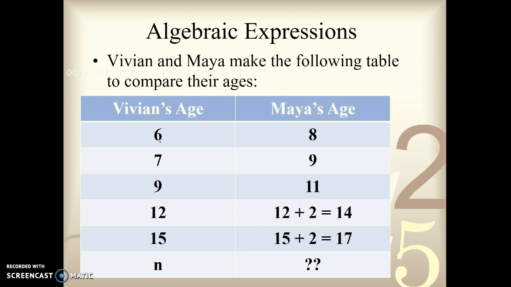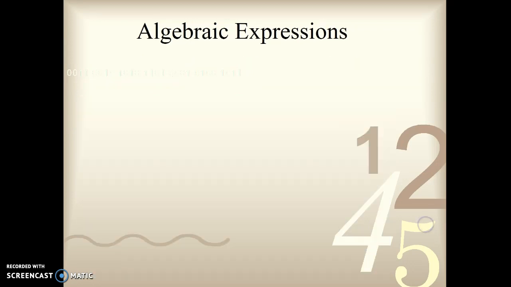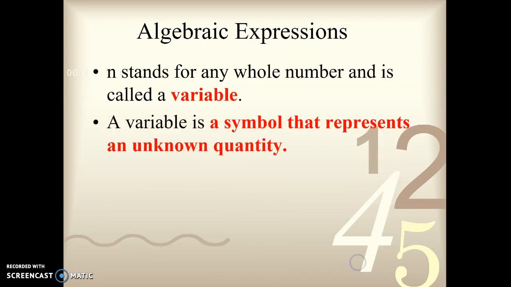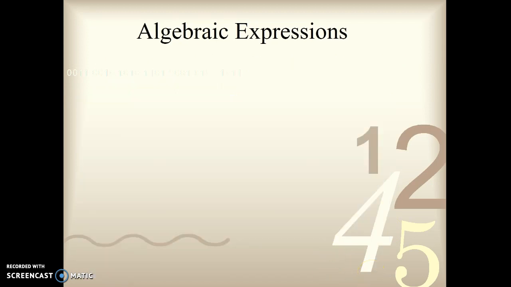So, if Vivian is n years old, how old is Maya? How do we write that? Let's take a look. Go ahead and fill in your notes up to that last question underneath the table. All right, so when Vivian is n years old, how old will Maya be? Maya is going to be n plus 2. Let me go back there so you can see it. N plus 2. That's the third question right underneath your table there.